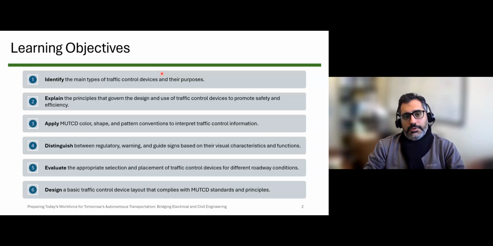You will be able to apply MUTCD color, shape, and pattern conventions. What is MUTCD? We'll talk about it. It is the national standard used in the case of TCD design and principles. You will be able to distinguish between different types of traffic signs like regulatory signs, warning signs, guidance signs. You will be able to evaluate the appropriate selection and placement of traffic control devices. And finally, you will be able to design a basic TCD layout based on MUTCD standards.